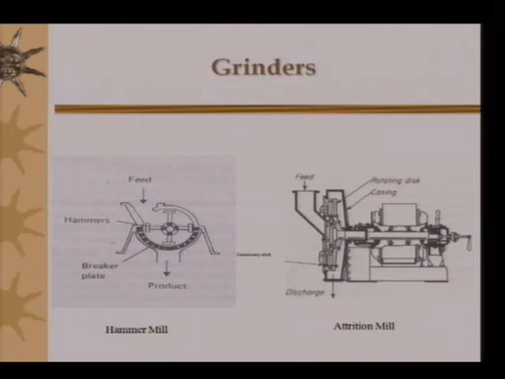Similarly, if you see the attrition mill here, the attrition mill is something like our atta chakki. It has one fixed stone and another moving stone. The feed is introduced at the center into the chakki, and it goes between the moving stone and the stationary stone, and there it is ground in between the two.